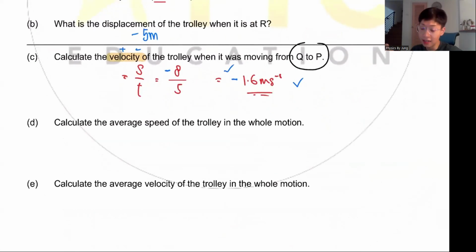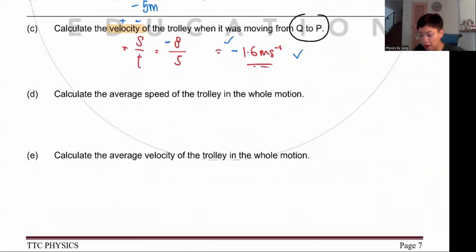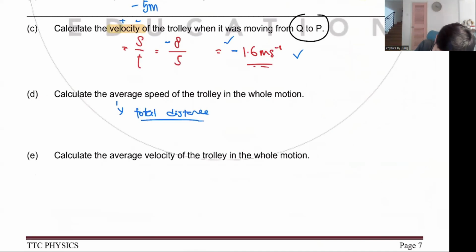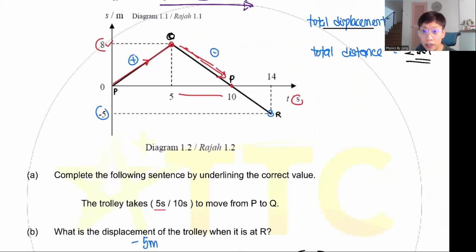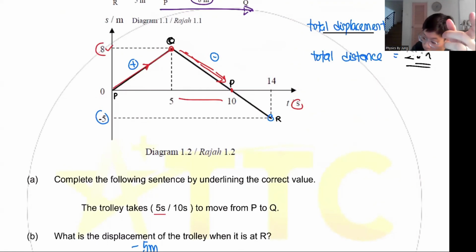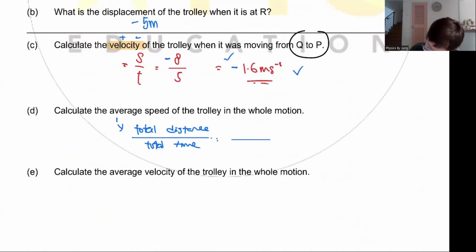We've got average speed and average velocity. So how do you calculate average speed and average velocity? Average speed is your total distance divided by the total time taken. How to find your total distance? We actually found it already, right? Your total distance is 21 meters. Why 21 meters? Because 8 plus 8 plus 5. So 21 meters divided by the total time taken.